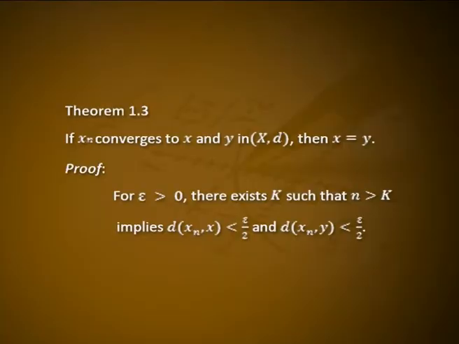Theorem 1.3. If xn converges to x and y in (X, d), then x is equal to y. Proof. For epsilon greater than 0, there exists k such that n greater than k implies d of xn, x is less than epsilon by 2 and d of xn, y is less than epsilon by 2. Then d of x, y is less than or equal to d of x, xn plus d of y, xn, which is less than epsilon. Since epsilon is arbitrary, we have d of x, y is equal to 0, hence x is equal to y. From this, we know a convergent sequence has a unique limit.